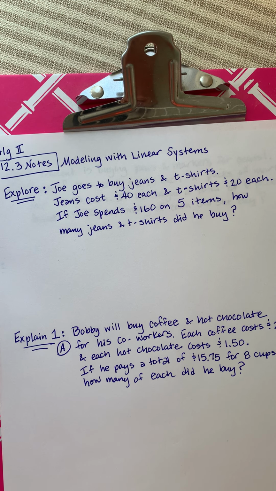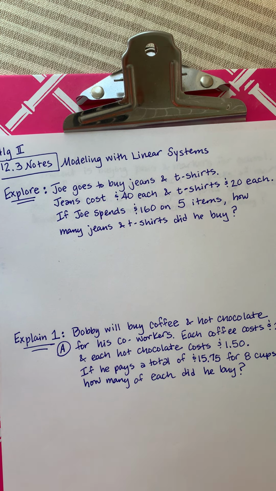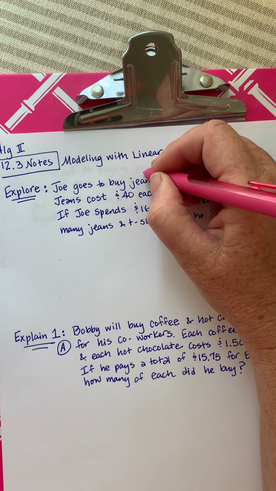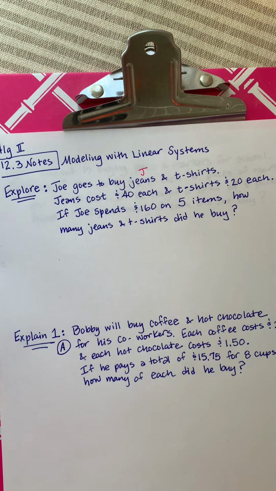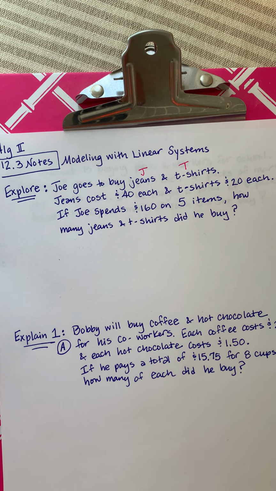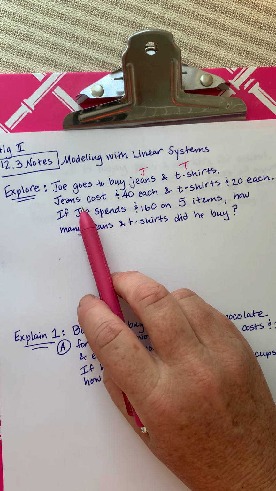It's very easy to get overwhelmed with these. Just take it one step at a time. The first thing that you want to do is to choose your variables and decide what they stand for. So Joe is going to buy jeans and t-shirts. The number of pairs of jeans that he buys, I'm going to call J, and the number of t-shirts that he buys, I'm going to call T. Think about how many jeans and t-shirts he's buying. Well, the next sentence doesn't tell us that.